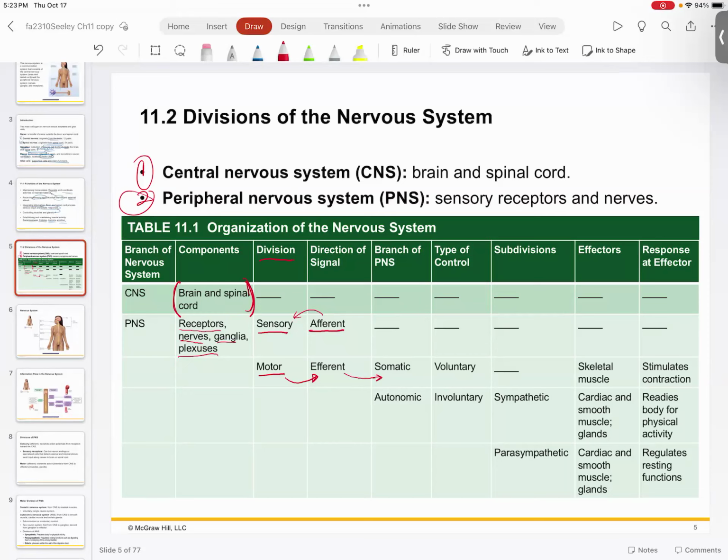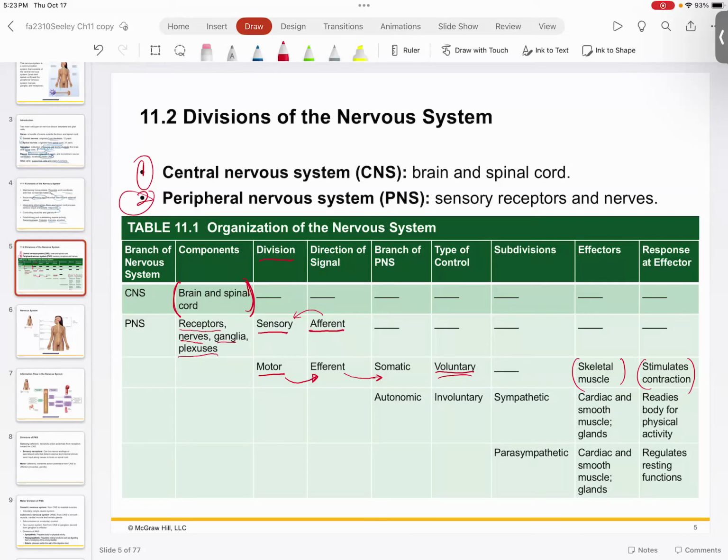And so the somatic branch is typically the one we associate with the control of our skeletal muscles, which will then basically contract. And so we learned about this in chapter 9. So that neuromuscular junction was all a component of the somatic system. Now, the somatic system is absolutely voluntary. So you can choose whether or not to move your skeletal muscles. You have complete control of that one.